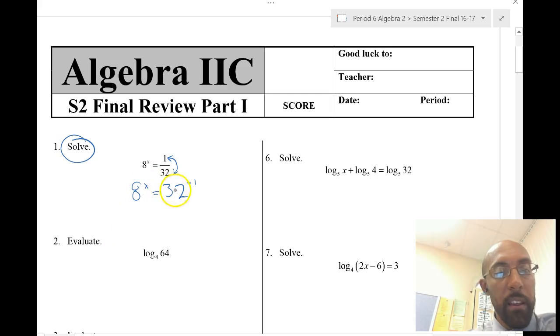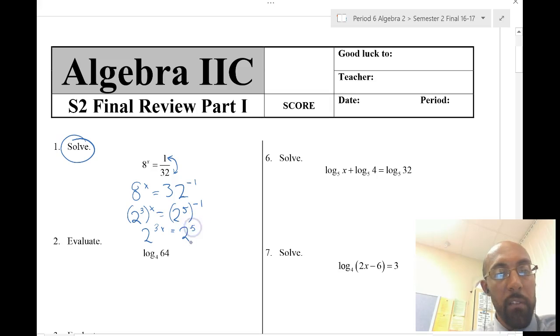Well, 8 and 32 are both multiples of 2, so I'm going to change 8 to 2 to the 3. Okay, and just remember I still have this exponent of x out here. And then 32 is also equal to 2 to the power of 5. And I also still have this -1 out here. And remember, with any exponents on the outside, we multiply those. So it's 3 times x, which equals 5 times -1.